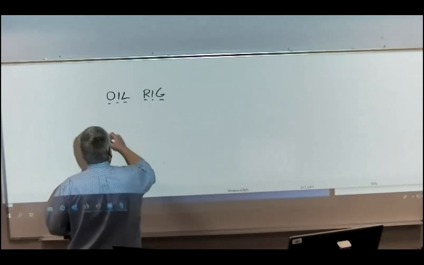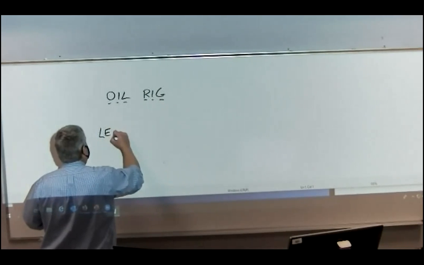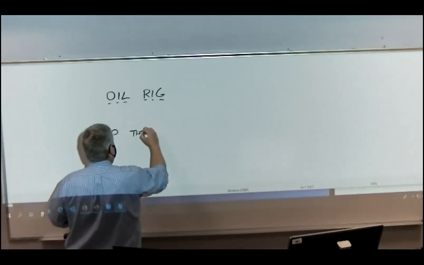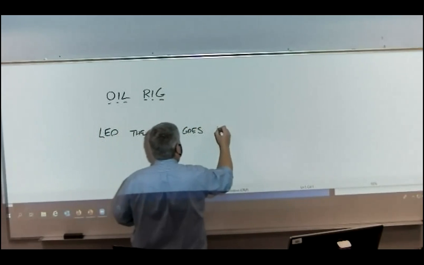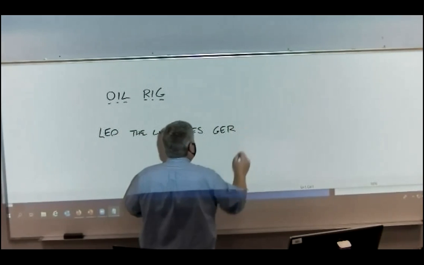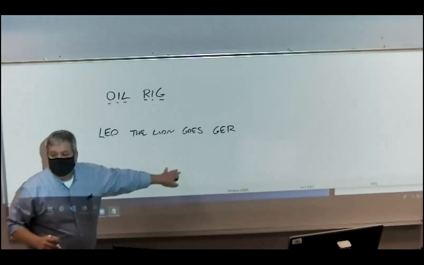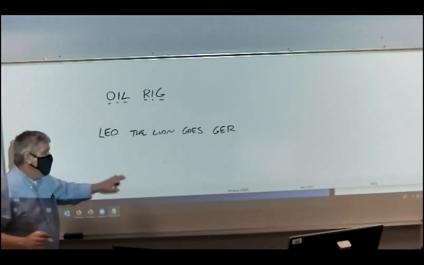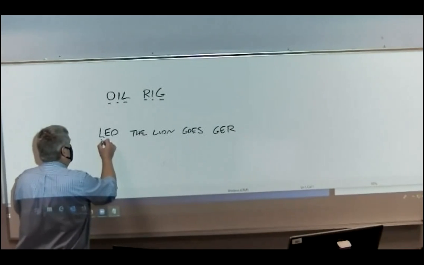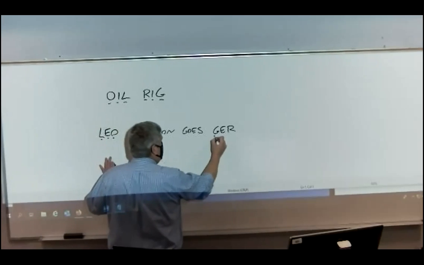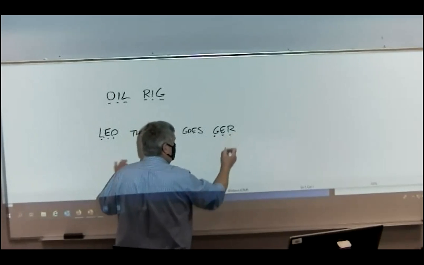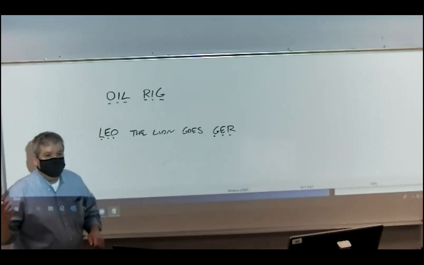Leo the Lion Goes Grr. This is just a different mnemonic device for the same thing. Okay, Leo stands for losing electrons is oxidation. Grr stands for gaining electrons is reduction. Okay, let's look at some examples.